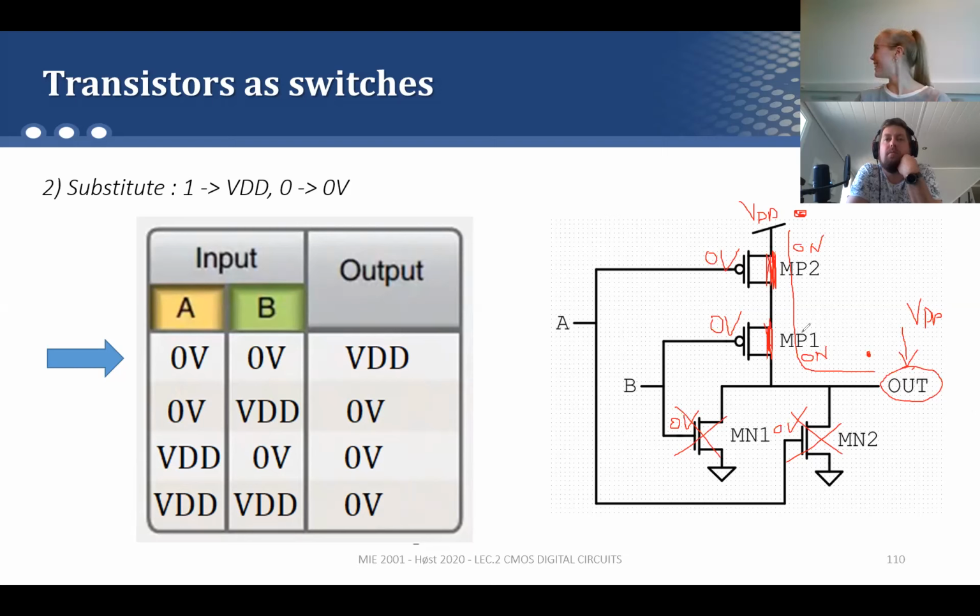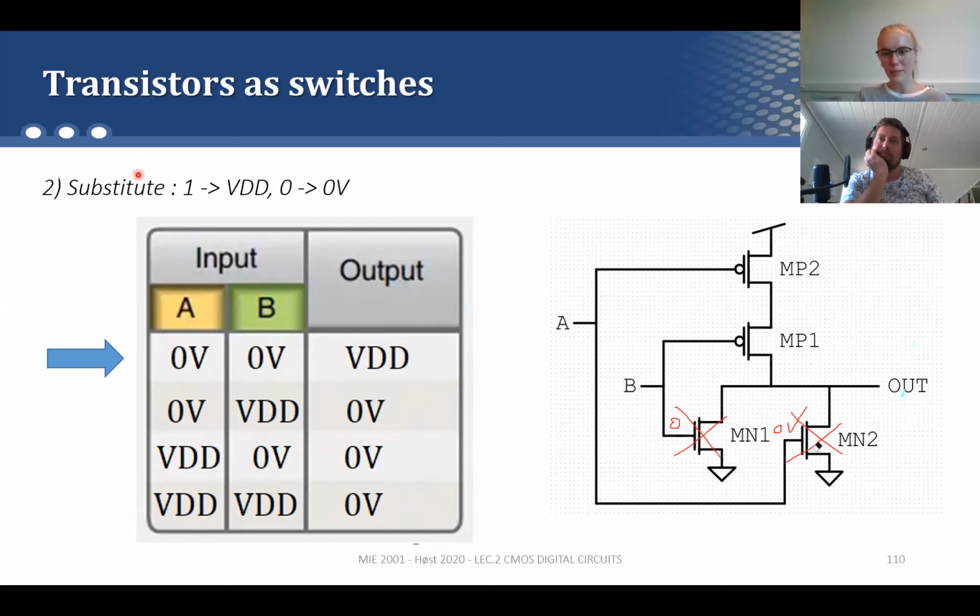Sorry if my writing is ugly, but I tried to draw with the mouse. I hope it was clear, and you can repeat this procedure for the other situations. Let me see if I did it in the next slide. So again, we prove that the output is VDD because, from the truth table that I showed you before, the output should have been 1. And as I say here, the output should be VDD.